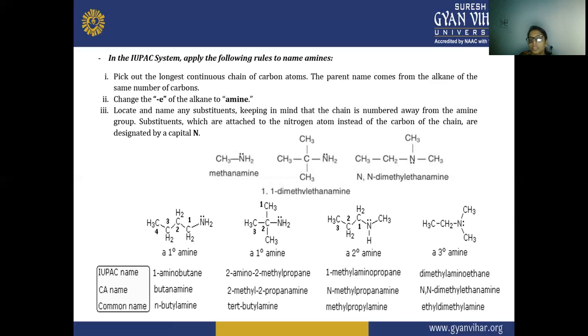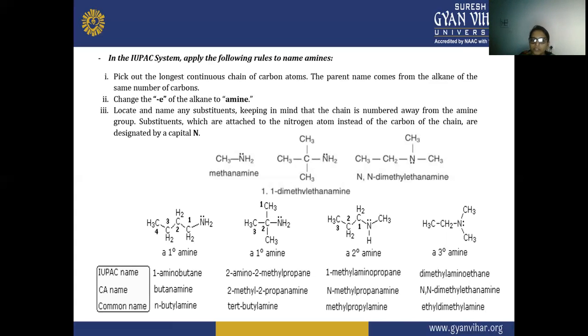The first, methanamine, is a primary amine because two hydrogen atoms are present on the nitrogen. In the second structure, this is also a primary amine because two hydrogen atoms are present with the nitrogen atom. In the third case, this is a tertiary amine because no hydrogen atoms are attached, and all the hydrogen atoms have been replaced by alkyl groups.